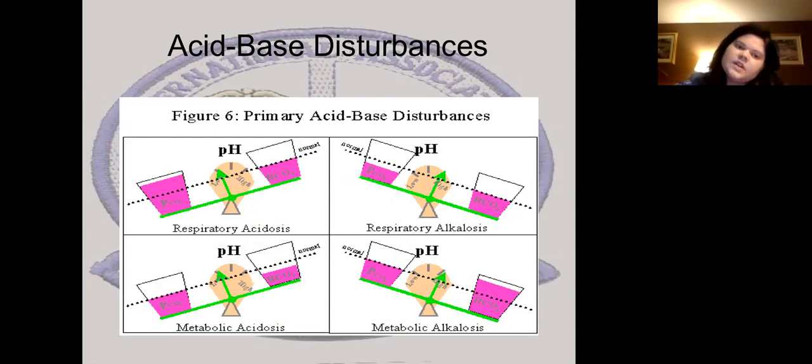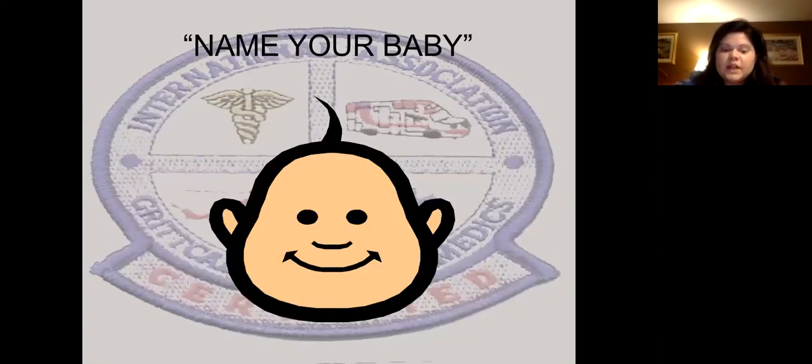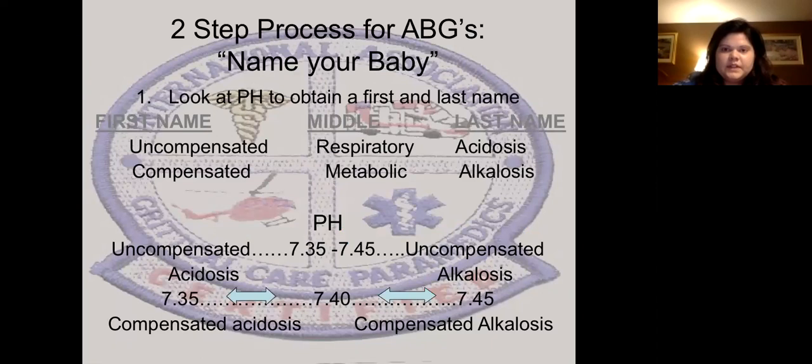So your respiratory acidosis, PCO2 is going to go down. Your pH is going to go toward the acidic level. So that's just one of the examples. Name your baby. So, two-step process for ABGs: name your baby. We are going to look at the pH to obtain first and last name.